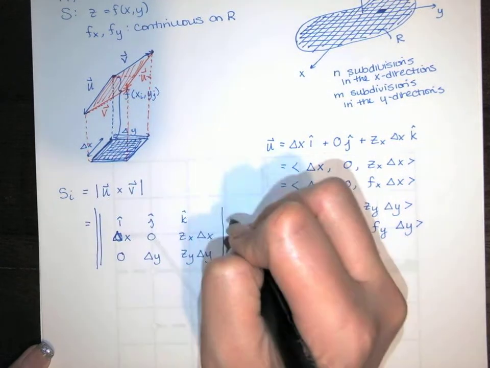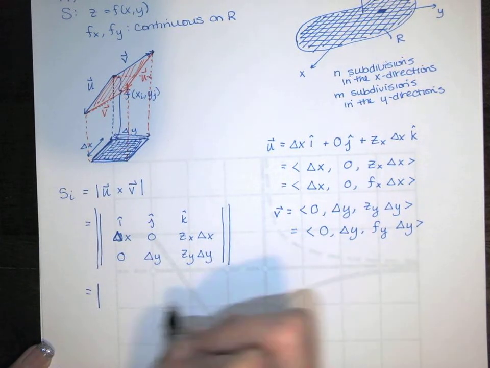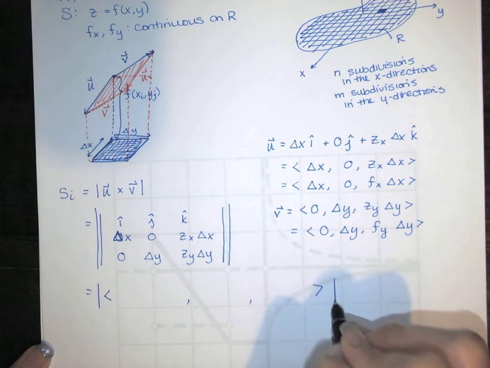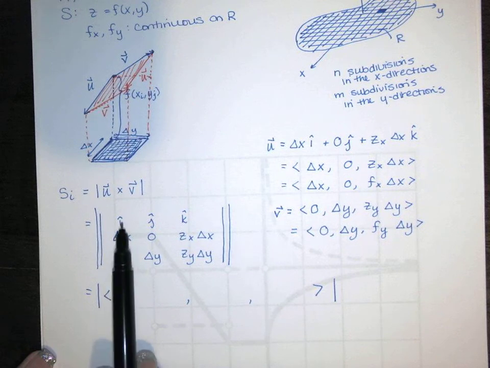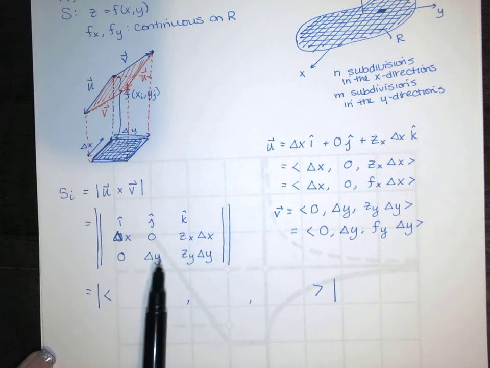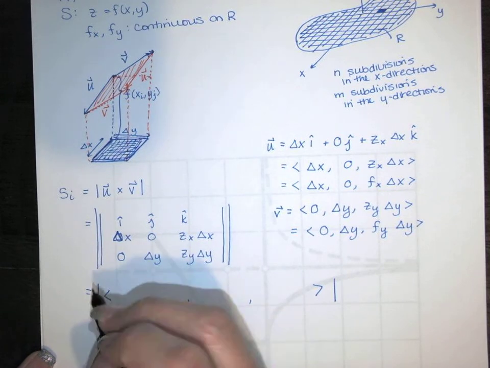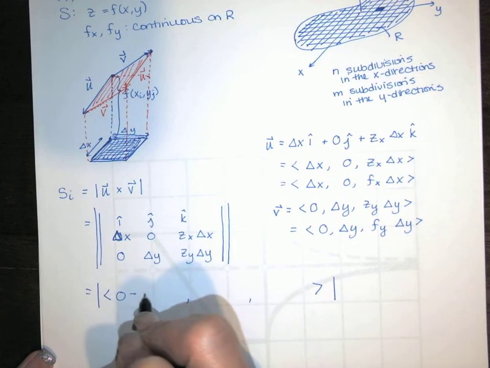And we want the magnitude of this cross product, so I'm just going to write magnitude down here. And this might be way too much space, but we'll see. So I cross out the row and column containing i hat, and I get 0 minus this. 0 times this is 0. And then I'm subtracting partial of z with respect to x times delta y.